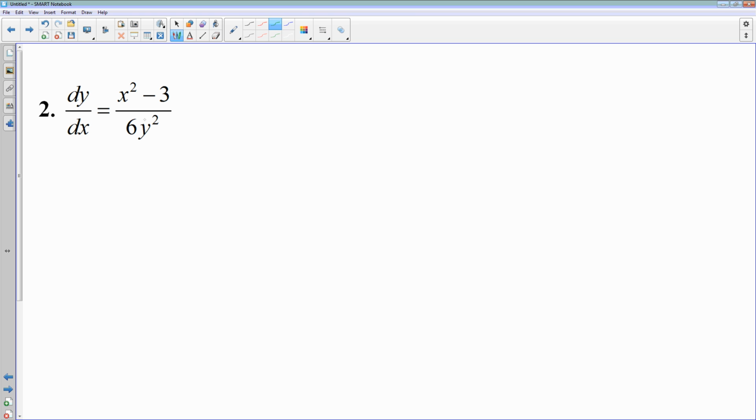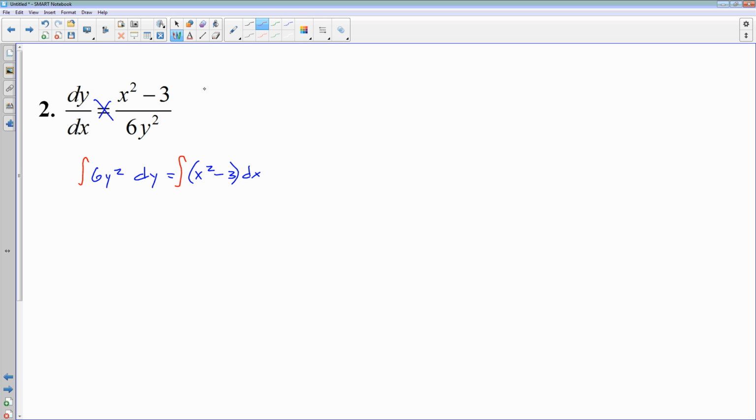Let's try a different one. Let's look at this one. It's a little bit uglier, but it's going to be pretty much along the same lines. To separate this, I have dy dx equals this. I will cross multiply again. That gives me 6y squared, I forgot the dy, 6y squared dy equals x squared minus 3 times the dx, and then we will integrate both sides of the equation in order to find the solution.